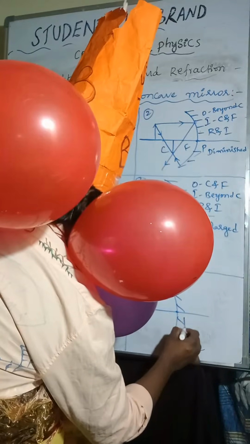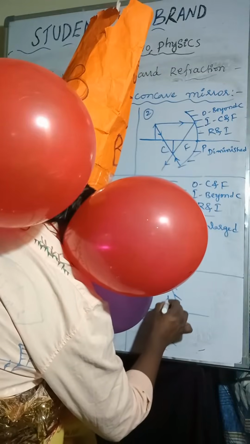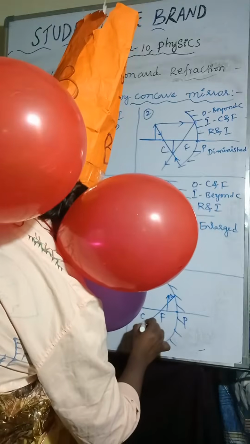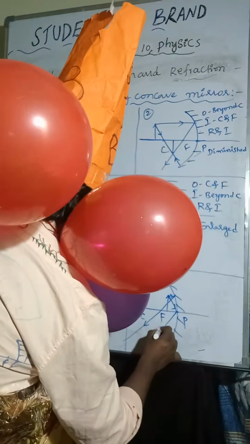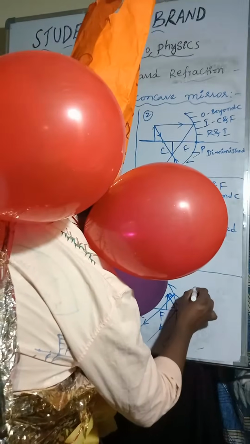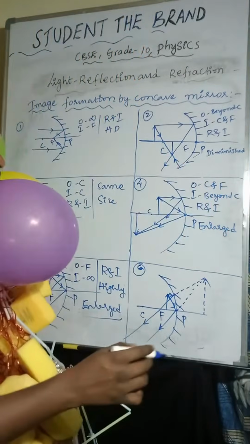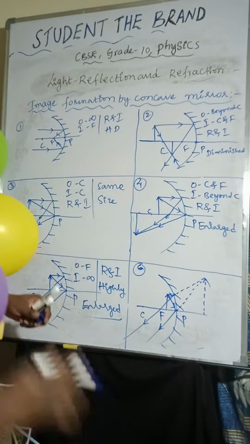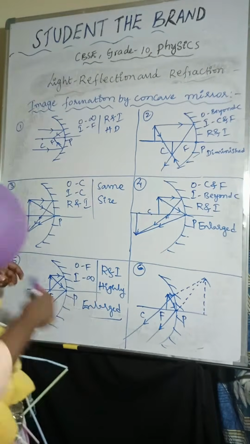Pole, focus, center of curvature. So object is placed between P and F. So this is about a concave mirror. You can check once.